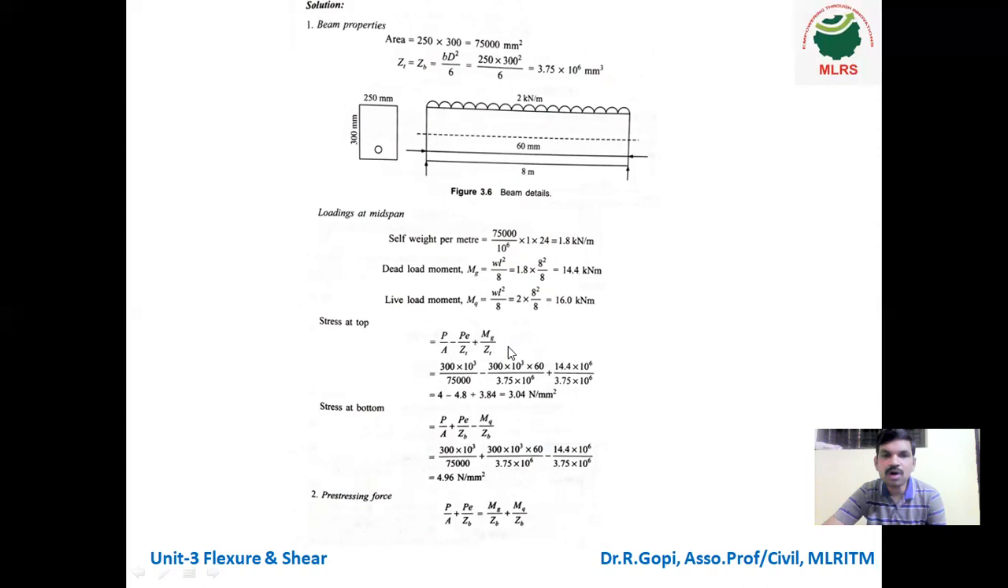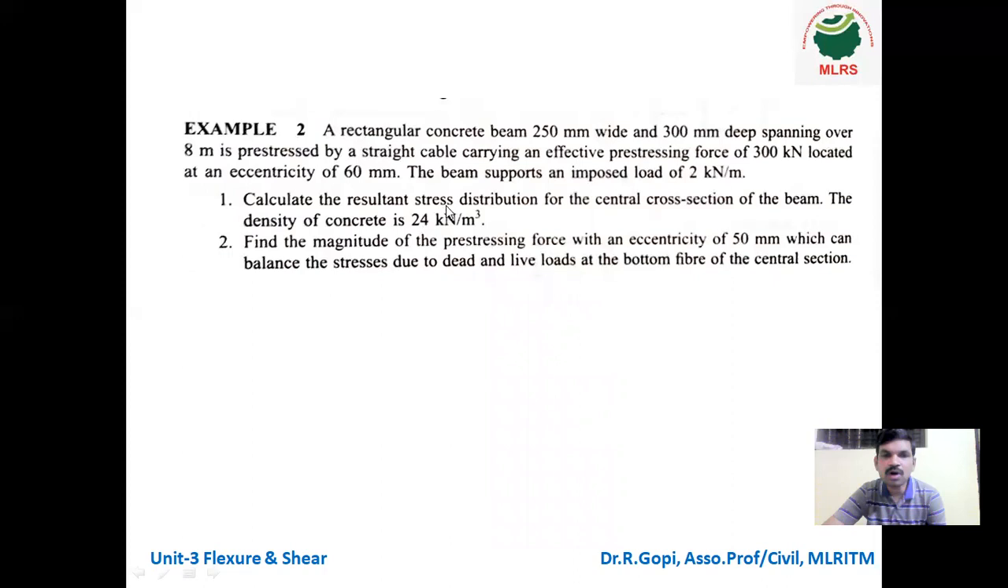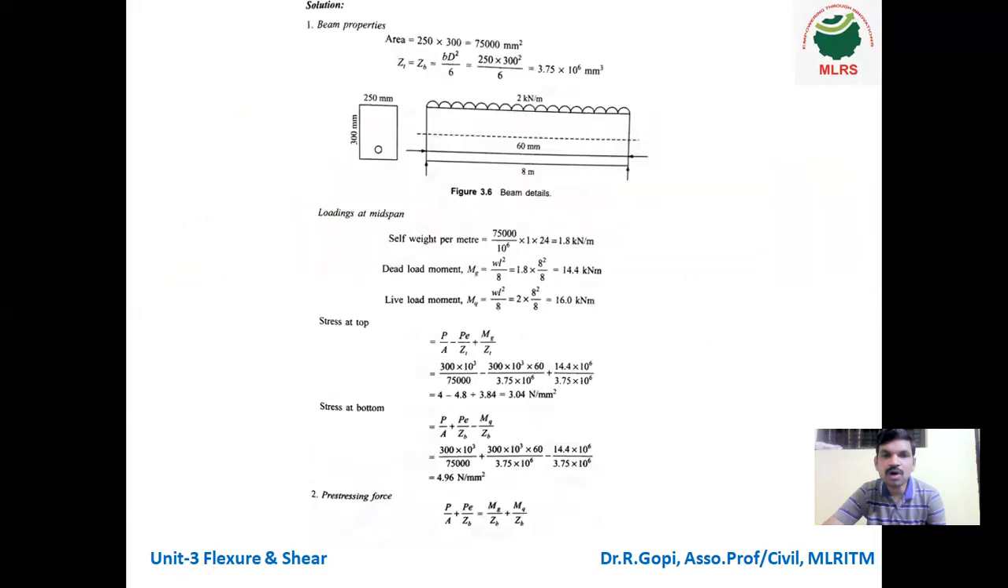So we are not considering live load moment, because of the resultant stress distribution of the central cross section of the beam. The density of the concrete is 24 kilonewton per meter cube. Here they have given only the density of the concrete. Based on that, we have to consider only dead load.